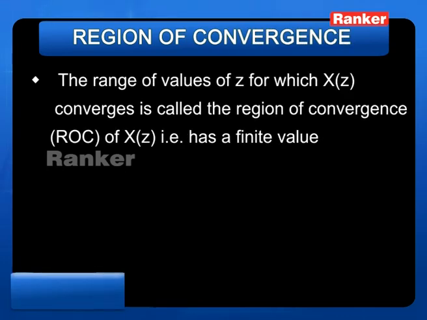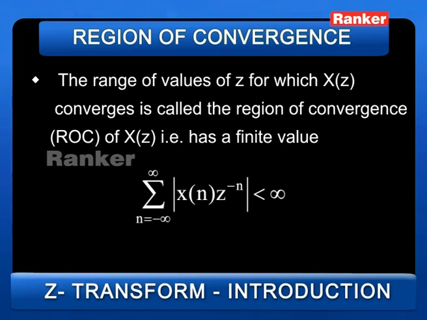Let us look at what is the region of convergence. The range of values of z for which x of z converges is called the region of convergence, or ROC of x of z. That is, it has a finite value. So, the summation of n equal to minus infinity to infinity, x of n z to the power of minus n, must be less than infinity. Then it converges. So, there is an ROC that exists for that type of z transform. That is the region of convergence.